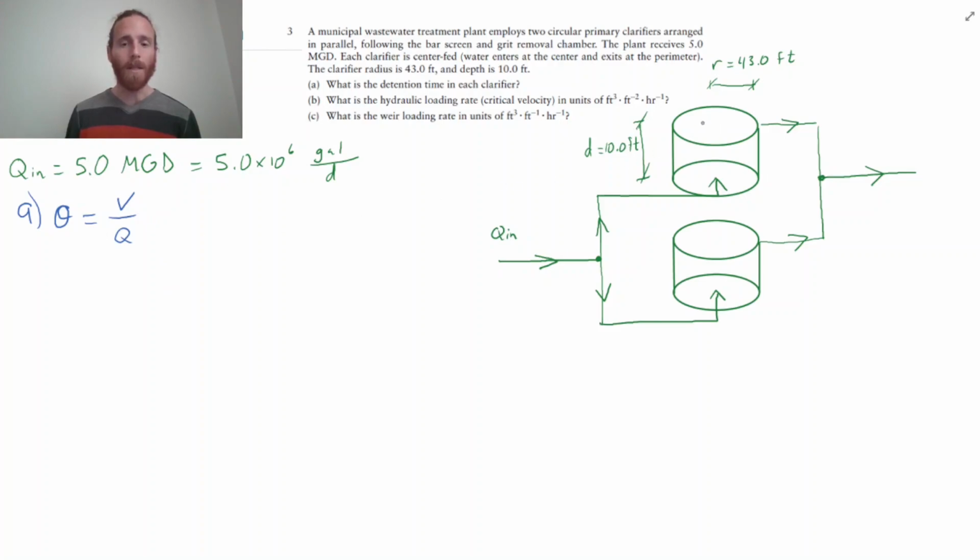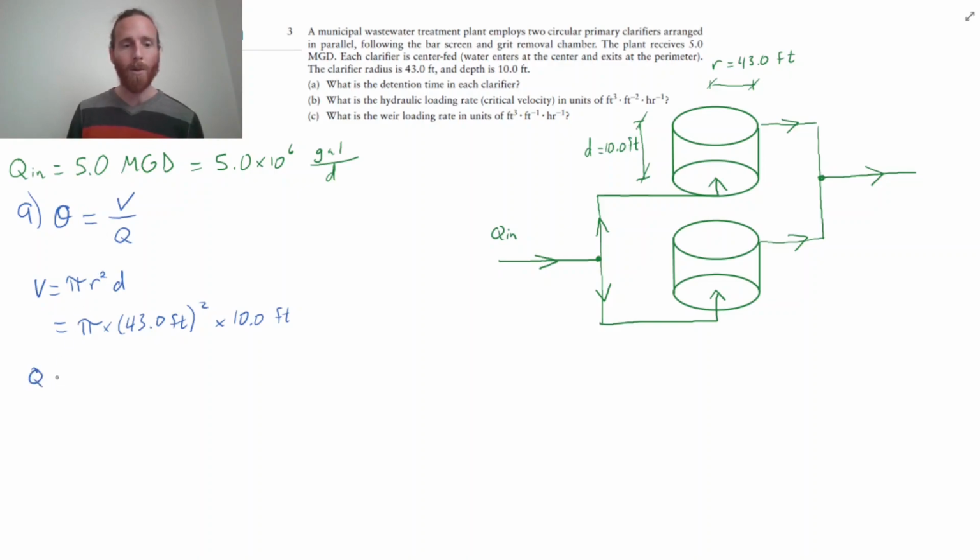So the volume, this is just the volume of a cylinder. Volume equals pi r squared times d, which will be pi times 43.0 feet squared times 10.0 feet. Now, I'm not going to solve this equation just now. I'm going to leave it like this, and plug it all into the final equation to solve it all at once, so that there's only one calculator step. I find that makes me less prone to errors.